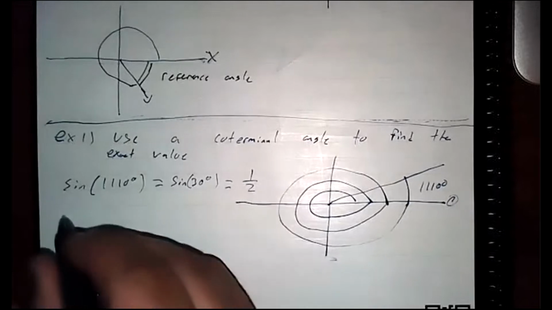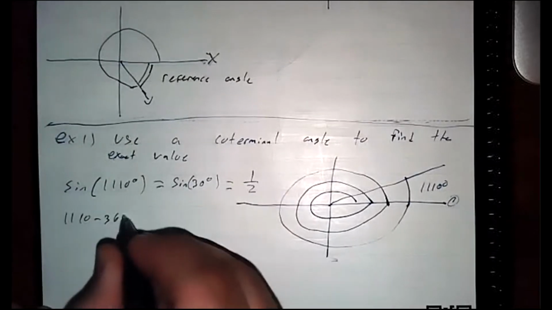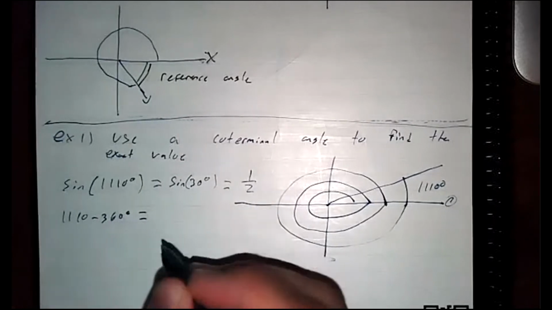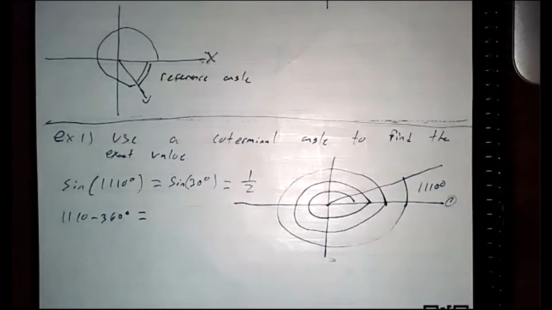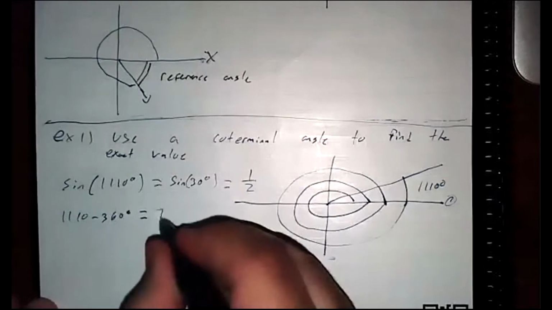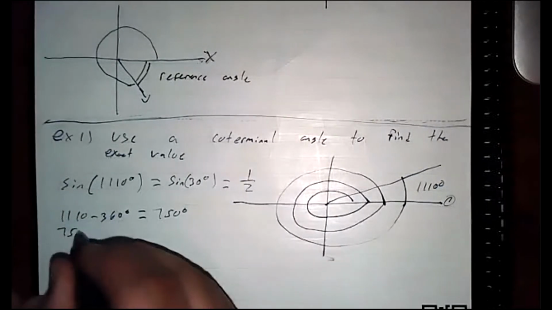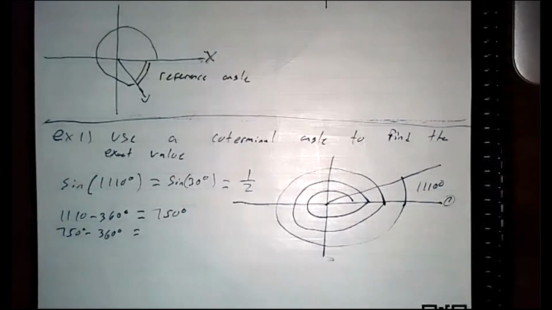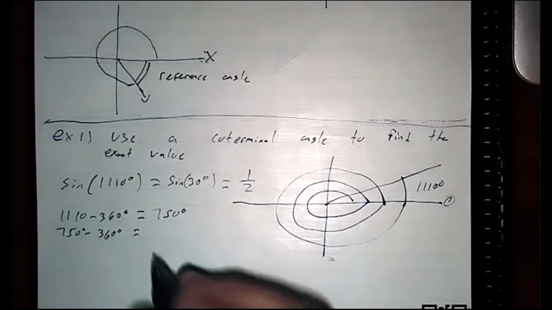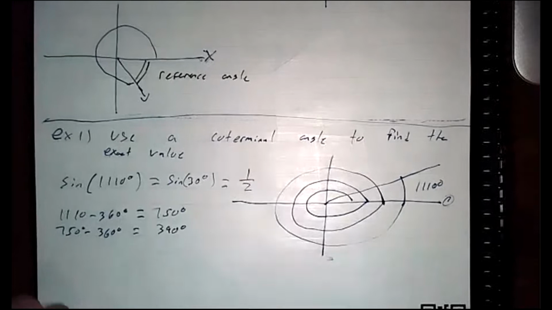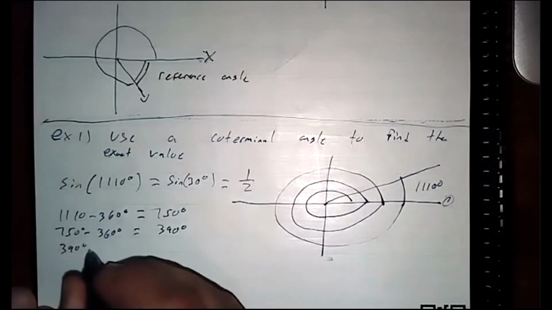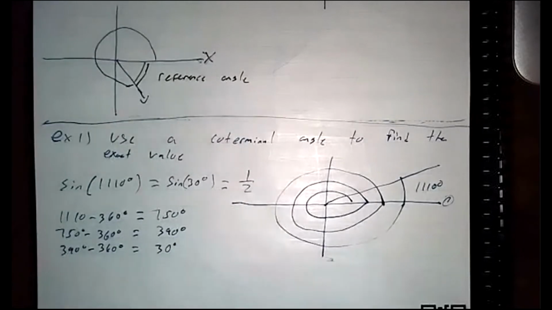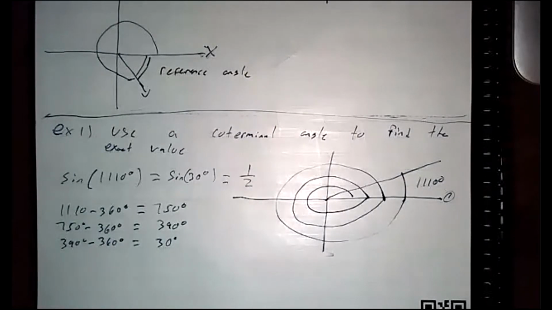So 1110 minus 360 is what? You can pull a calculator if you want, so don't feel bad. 750. Okay. So then we do 750 and subtract another 360. What's that going to be? 390. And then 390, one more time because it's still bigger than 360. Subtract another 360 and I'm left with 30, right? Do you agree with that?